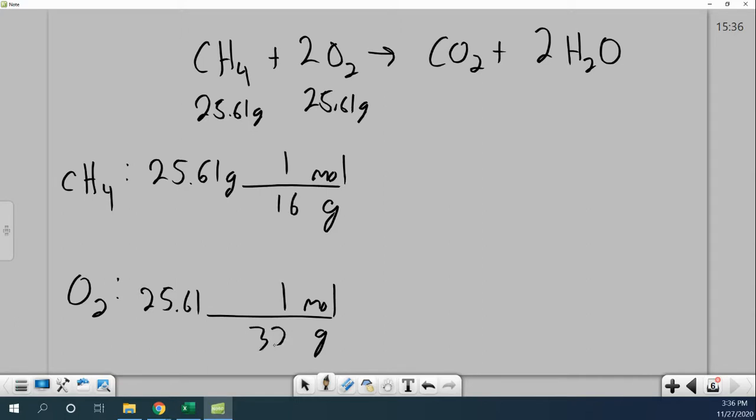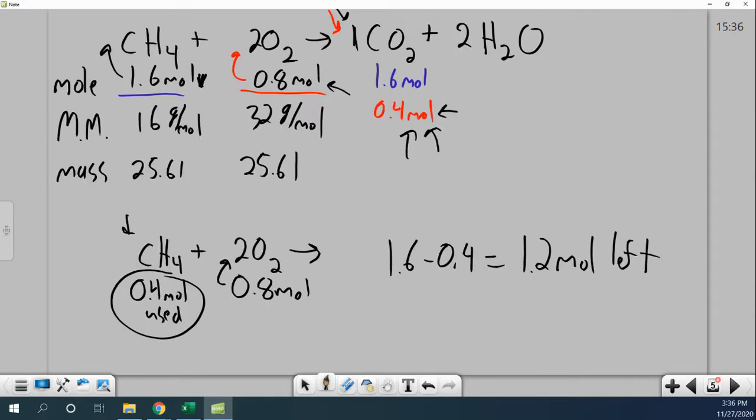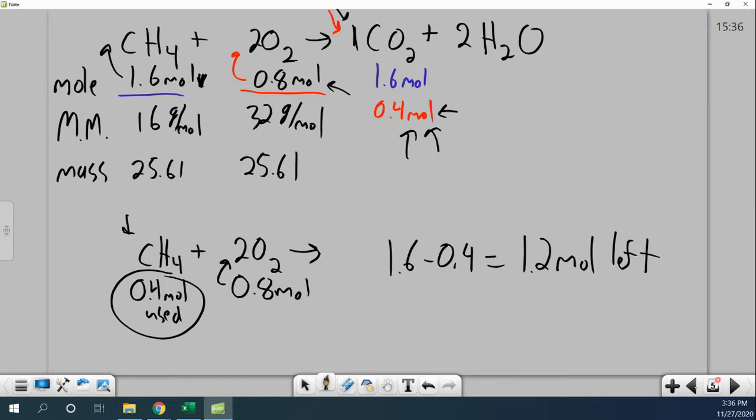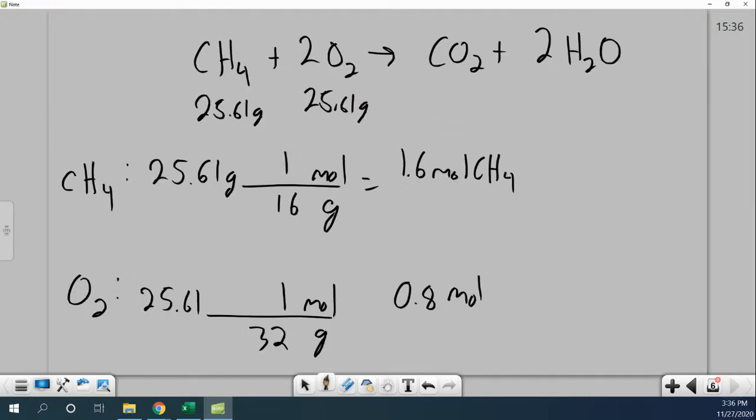Oxygen times 2 gives me 32. I do those divisions and I get 1.6 moles of CH4. And this gives me 0.8 moles of O2. All right. Now I need to change from moles into moles.